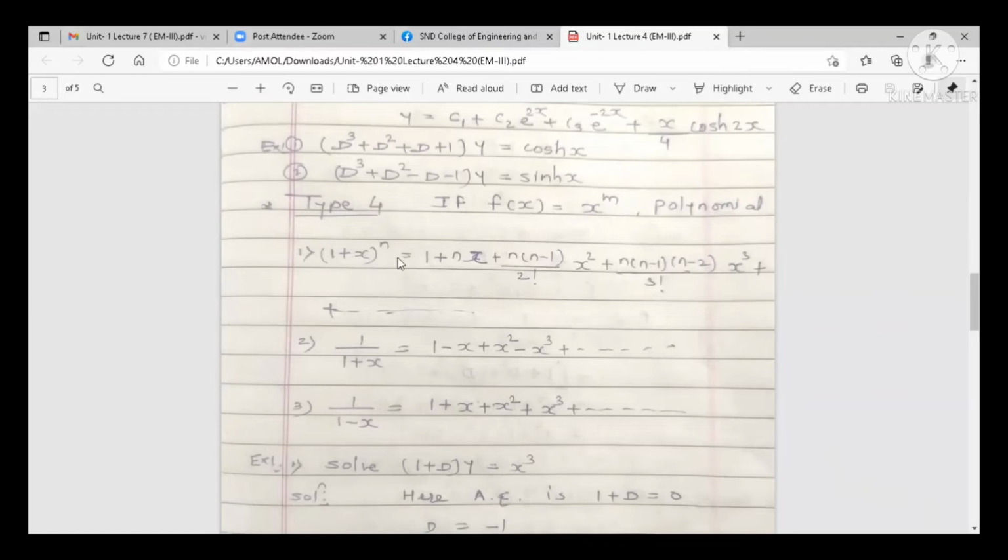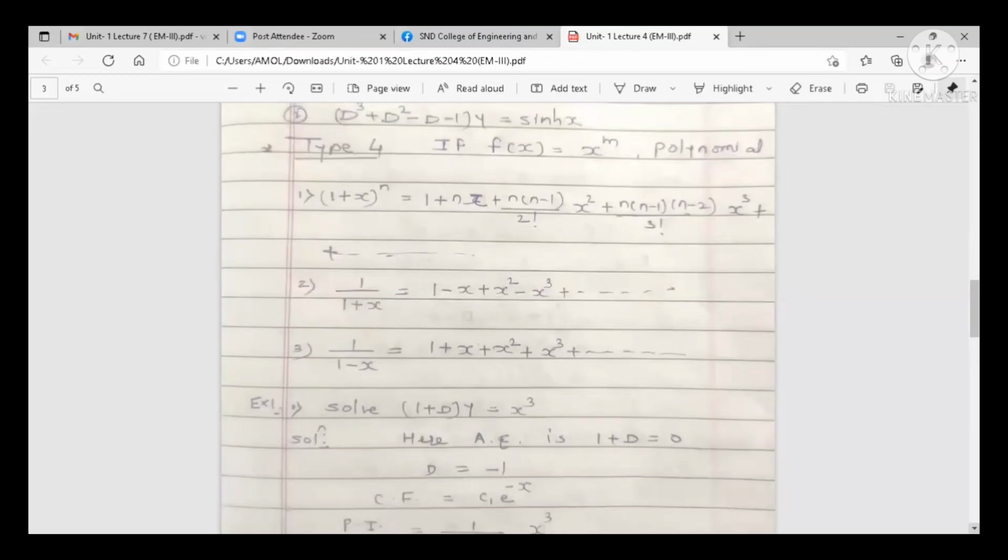1 plus x to the power n. The formula is 1 plus nx, n into x, plus n into n minus 1 upon 2 factorial into x square, plus n into n minus 1 into n minus 2 upon 3 factorial into x cube, plus and so on up to x raised to n. Second is 1 upon 1 plus x. The series for 1 upon 1 plus x is 1 minus x plus x square minus x cube, and so on. The third series is 1 upon 1 minus x is equal to 1 plus x plus x square plus x cube, and so on.